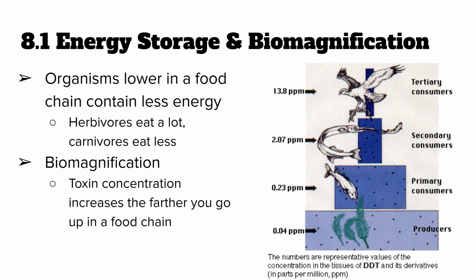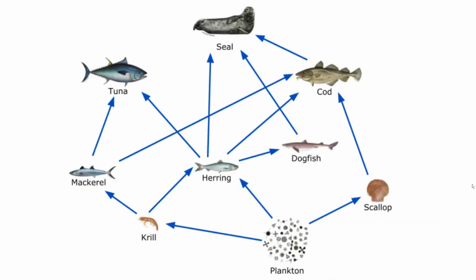molecule we're talking about is a bad thing, like a toxin, a lot of times we're going to consider that biomagnification, where the toxin increases the farther you go up. You can see in this diagram. We can also see that in sea food webs like this, where the plankton are going to get a little bit of mercury, and the higher up we get, the more mercury there's going to be.